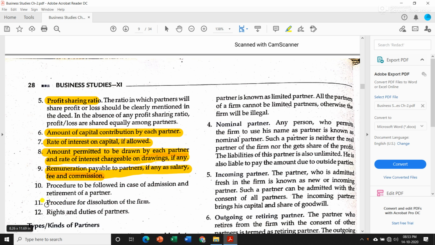Then procedure for dissolution of the firm. While dissolution, meaning while shutting down the business, what should be the procedure that they have to follow, that also should be mentioned in the partnership deed. Then rights and duties, meaning what will be the rights of the partners as well as what they are supposed to do, their duties. All those things should be mentioned in the partnership deed.